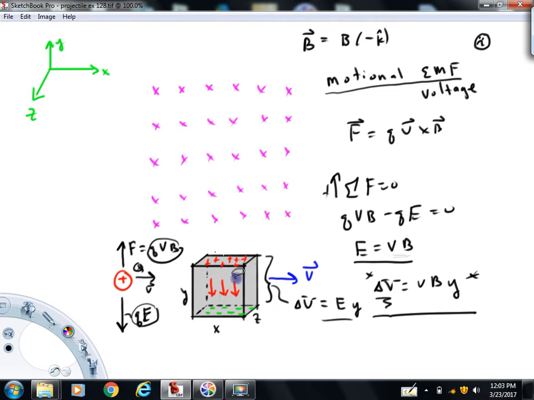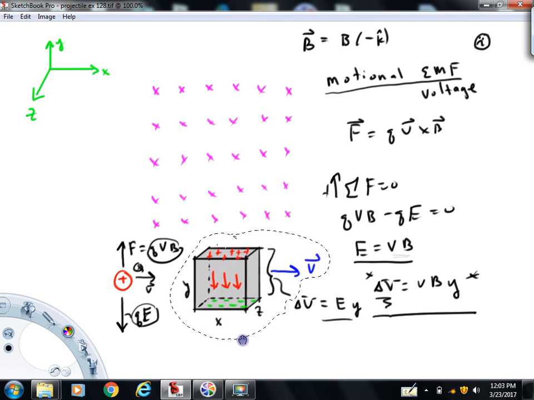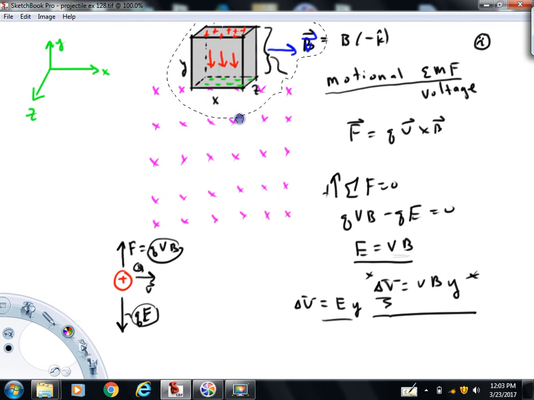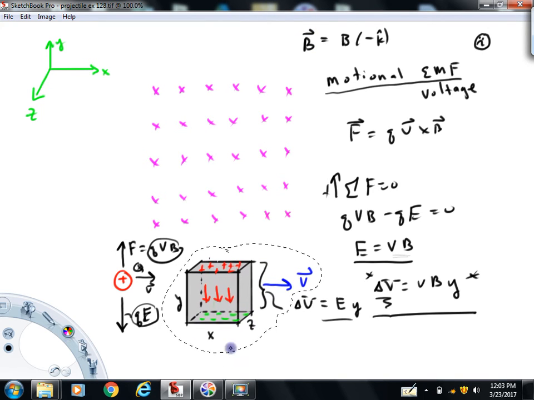If we were to change the velocity direction, maybe we moved this block up through this field, now the QV cross B force would be to the left. The left-hand side of this block would be positively charged, the right-hand side negatively charged, and then the left-hand side would be the higher potential. The important distance in the voltage calculation would end up being this distance, and so forth.